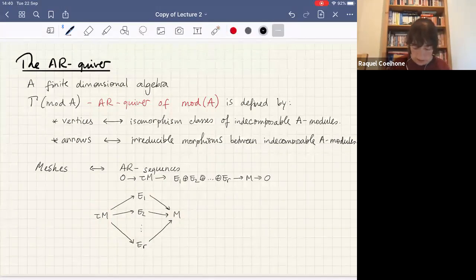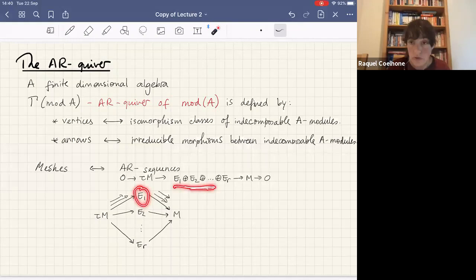But this is a bit misleading. You could have more arrows here, but it's always the same number. If there's 3 here, there's 3 here as well. And this is just the dimension of the space of irreducible morphisms from tau M to E_i. And this is actually the same as the multiplicity of E_i in the middle term of the Auslander-Reiten sequence. This is why these sequences are so important. They really tell you how to build this picture for the category.